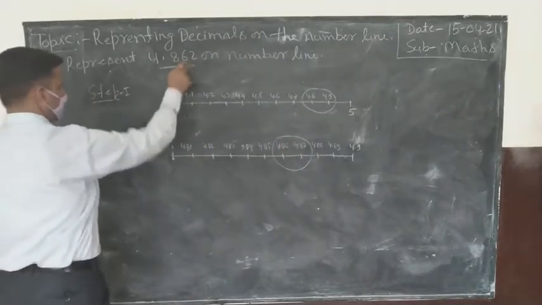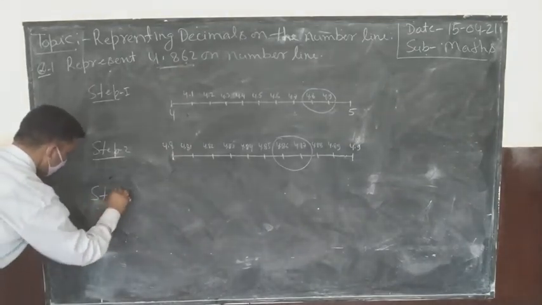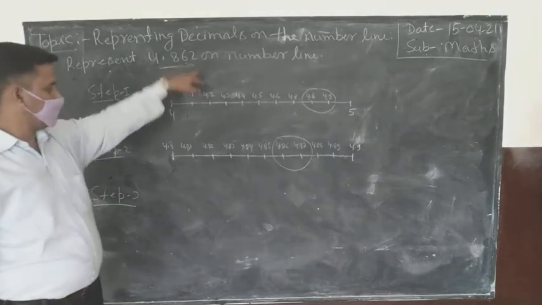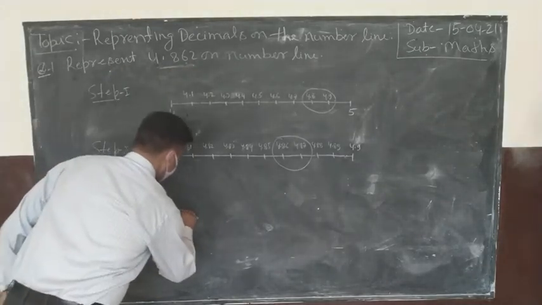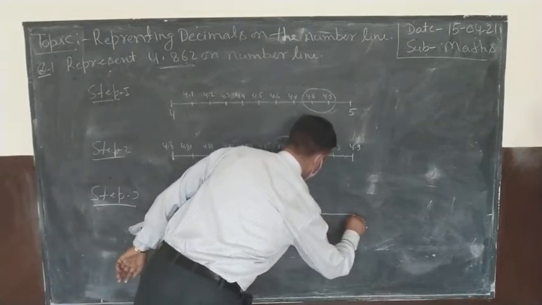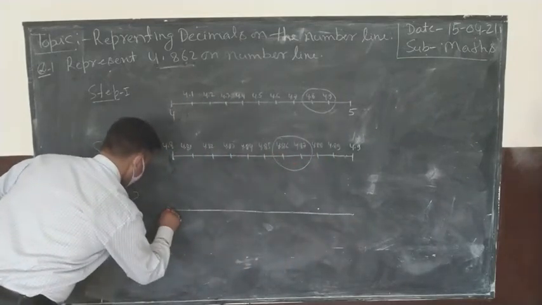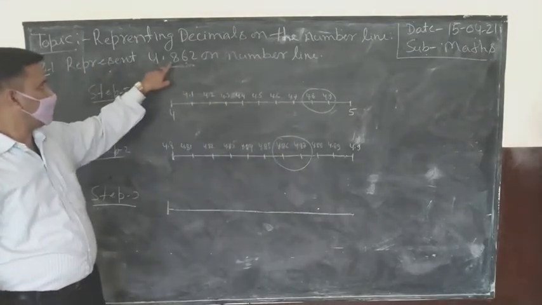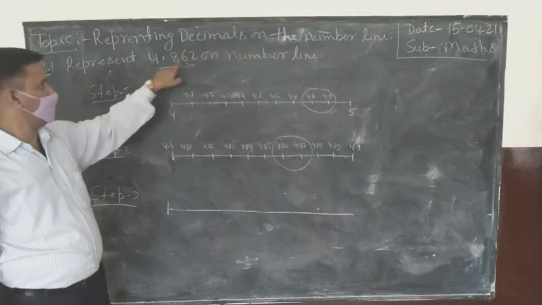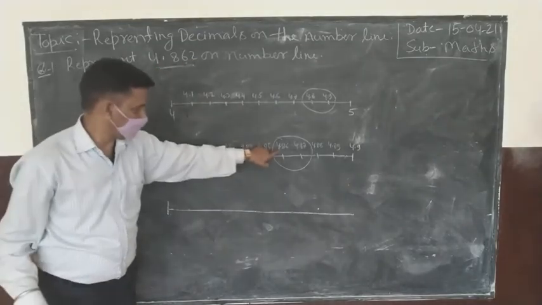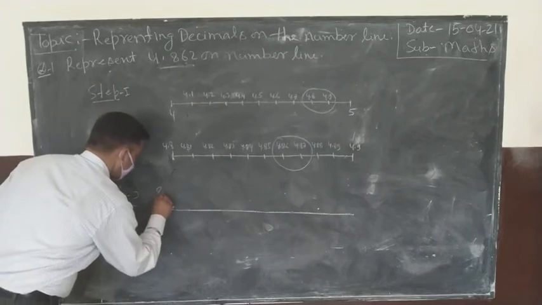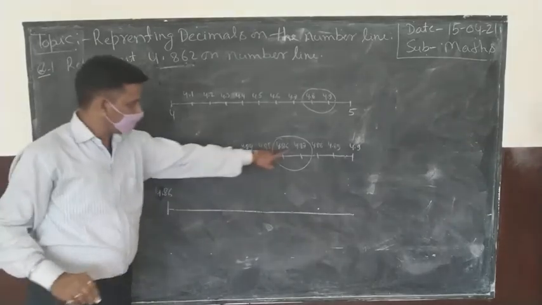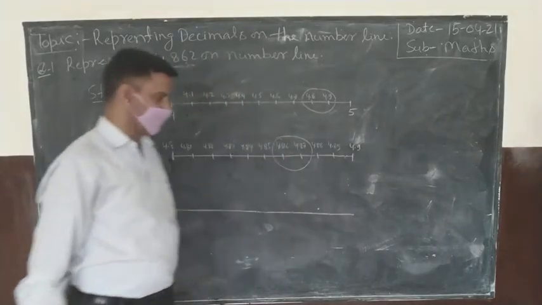Step three, the last step here. Step three, according to this digit. Again you draw this line. First you write 4.86, because this is nearest to your answer, 4.86. This one is 4.86, and this digit you write at the end of this line.